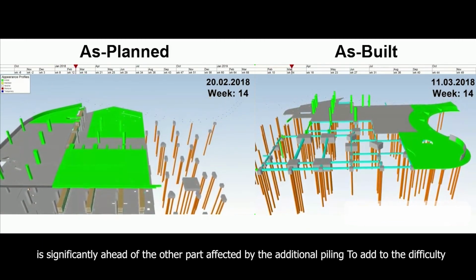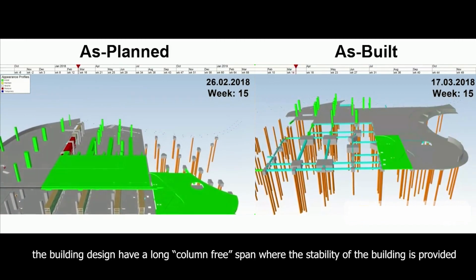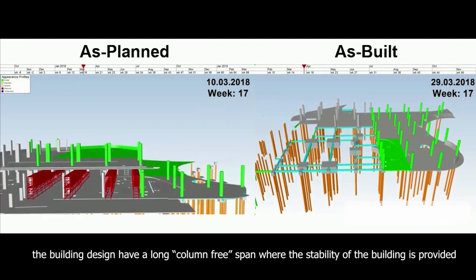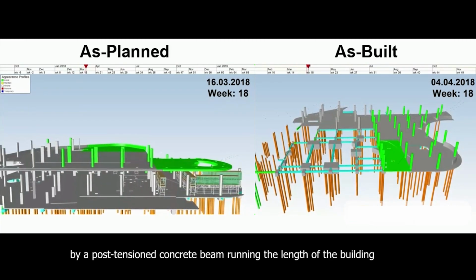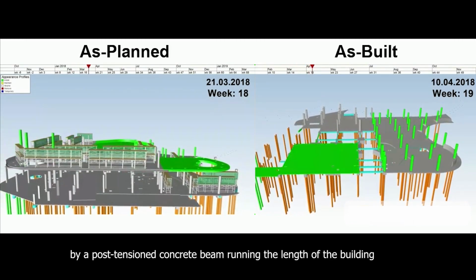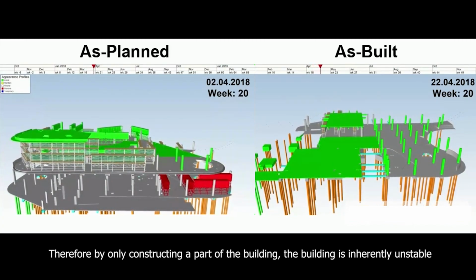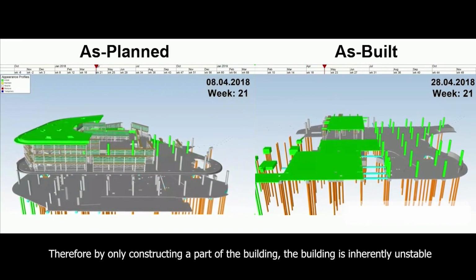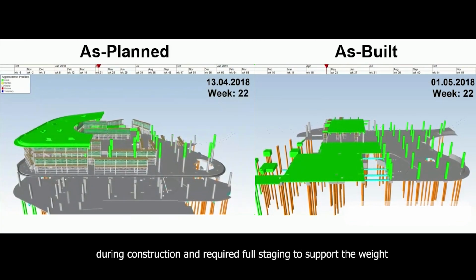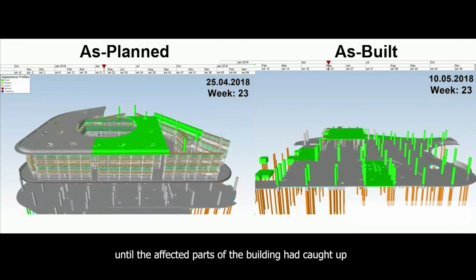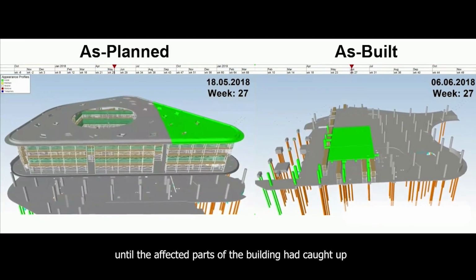To add to the difficulty, the building design has a long column-free span where the stability of the building is provided by a post-tension concrete beam running the length of the building. Therefore, constructing only a part of the building is inherently unstable during construction and requires full staging to support the weight until the affected parts of the building had caught up.